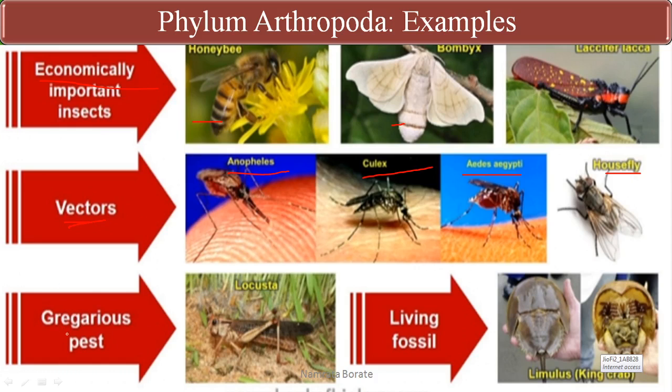The next one is the gregarious pest, Locusta locust. The next is the living fossil, Limulus, means the king crab. These are the organisms which are classified into four forms: economic importance, vectors, the gregarious pest, and the living fossils.